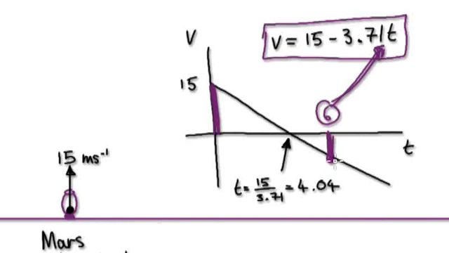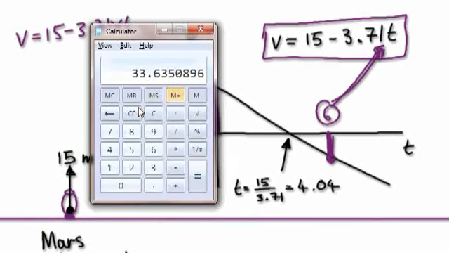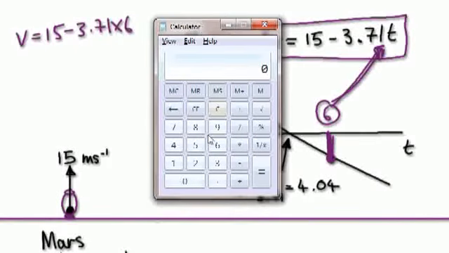So this point here will be v equals 15 take away 3.71 times 6. Okay, so let's jump to a calculator. Clear this. So it would be 15 take away, where's my bracket? Take away 3.71 times 6. Hang on, let me do this again. Because I know this calculator well, I don't actually need the brackets. It will still work, but on your calculator you might.